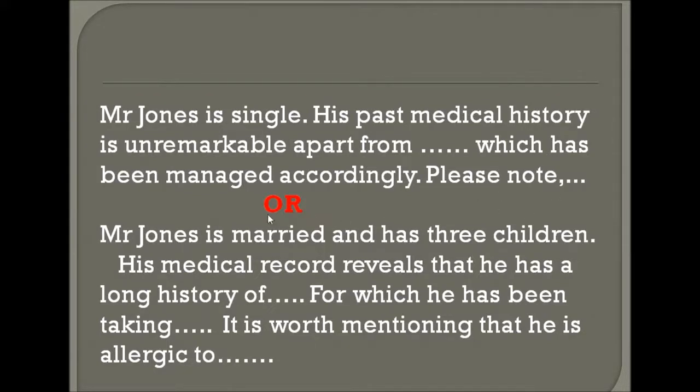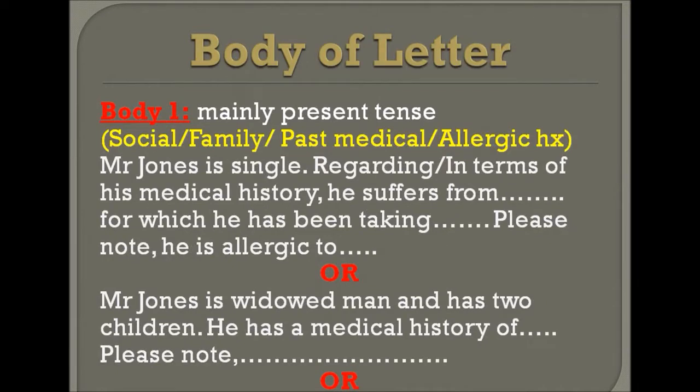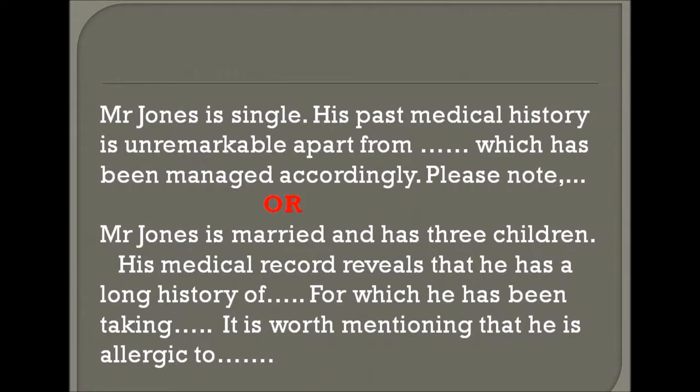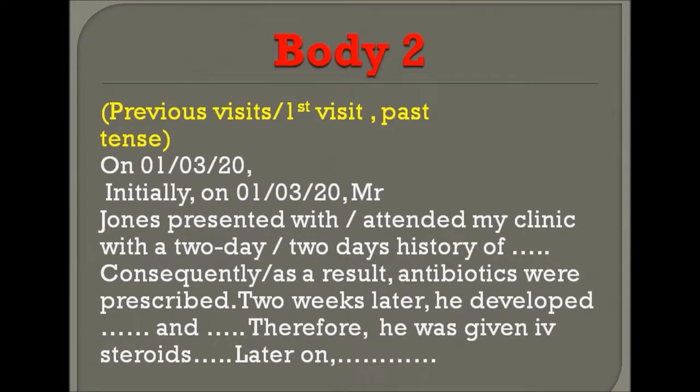Okay, there is a 4th template as well for this paragraph. You can also use this: Mr. Jones is married and has 3 children. His medical record reveals that he has a long history of hypertension or any other disease for which he has been taking dash medications. It is worth mentioning that he is allergic to dash dash, any medication, anything. You will mention here. So it is a paragraph in which you mention social, family and past medical history after the introductory paragraph in a non-emergency letter. After this paragraph, you will come to the visits of the patient.